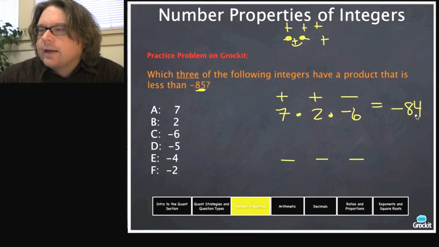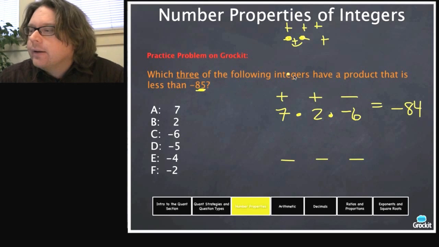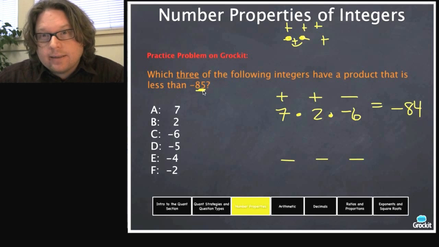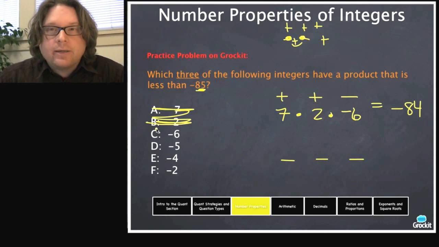Just a bit shy. Negative 84 is actually greater than negative 85 because it's less negative. Anyway, we need something like negative 86. So it's not positive, positive, negative. The only other option then is negative, negative, negative. We can get rid of these two answer choices just by doing that.